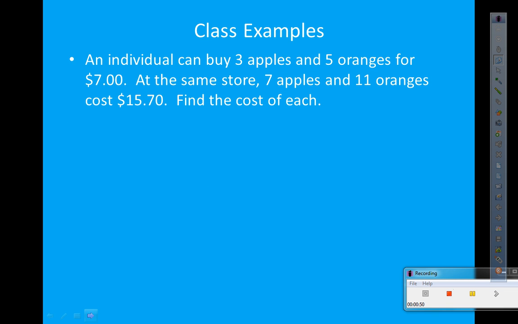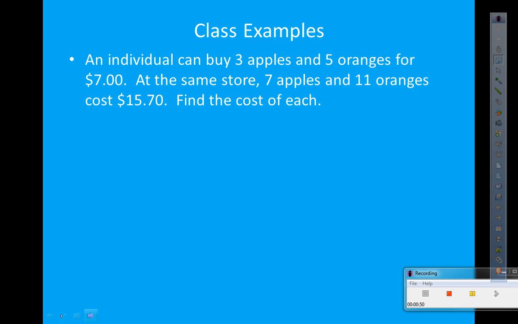It says an individual can buy 3 apples and 5 oranges for $7. At the same store, might be Dillon's, might be Walmart, 7 apples and 11 oranges cost $15.70. We're going to find the cost of each. Here's how we're going to start these.